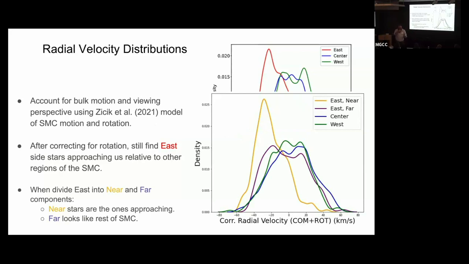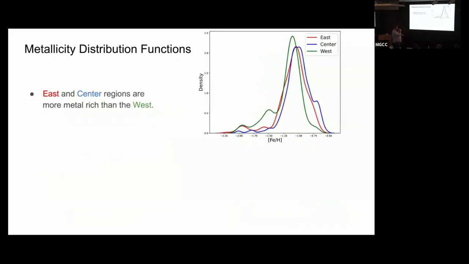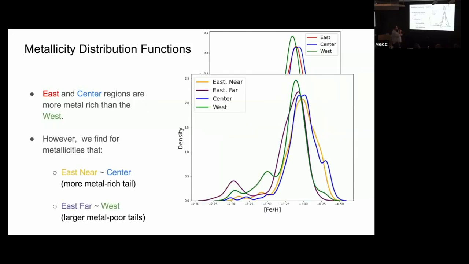Okay, fair result. What happened with the metallicity? We found that the metallicity in the east and the center is slightly more metal rich than the west. And if we look into the east near and east far, we see that the stars from the east far and the west are similar, more metal poor, with a larger metal-poor tail, and the more metal-rich stars are the east near and the center.